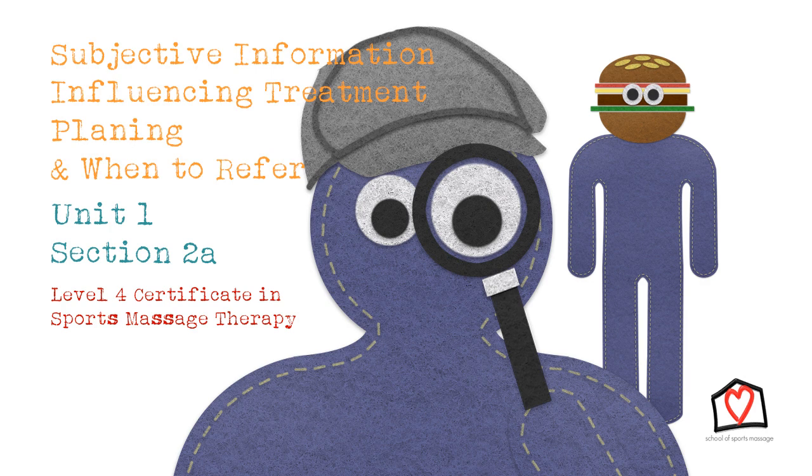So this completes Section 2 of Unit 1. You can now complete the quiz and move on to the effects of anatomy, physiology and pathology on human function.